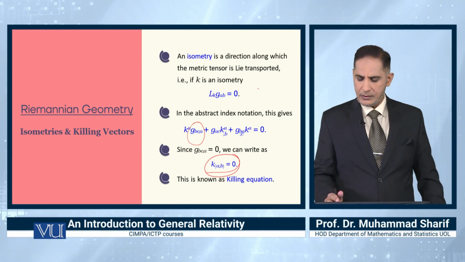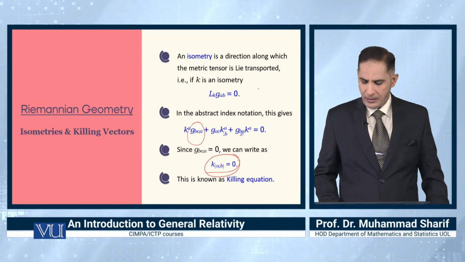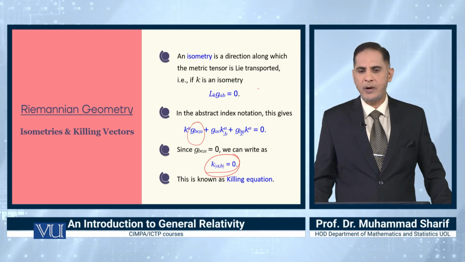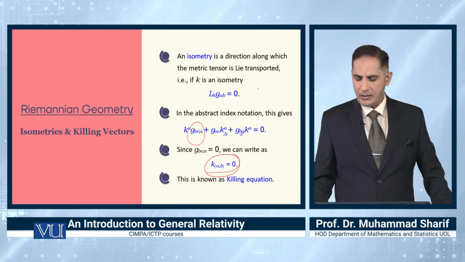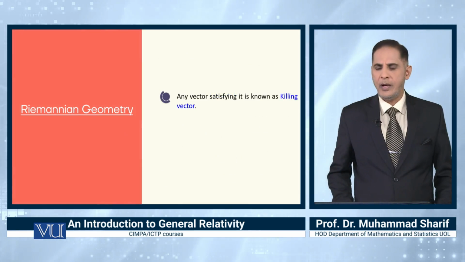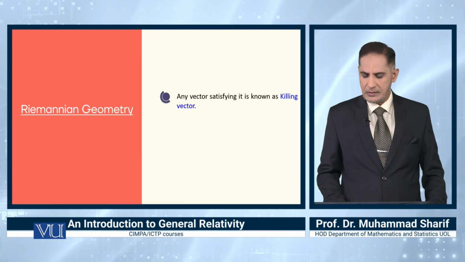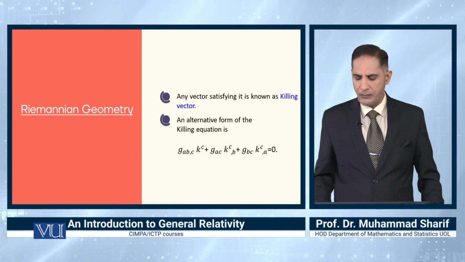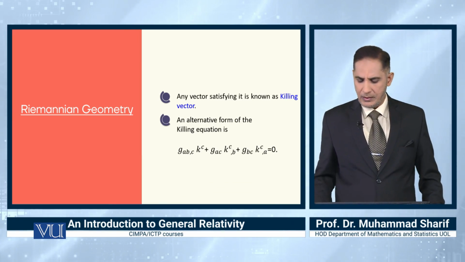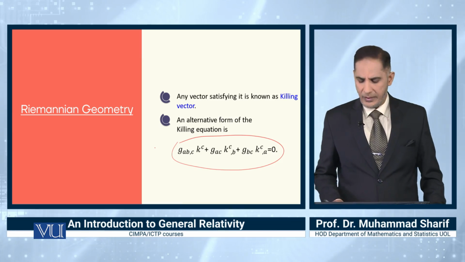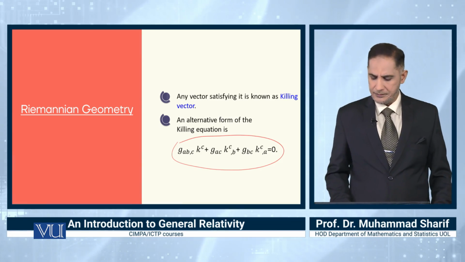So this equation is called the Killing equation. Why is it called Killing? First, this was derived by Killing himself, but some people also say that it kills the equation, the result is 0. So any vector which satisfies this equation is called a Killing vector. We can simplify this equation in the following well-known equation, and this is the interesting equation which can be used to find the Killing vectors.